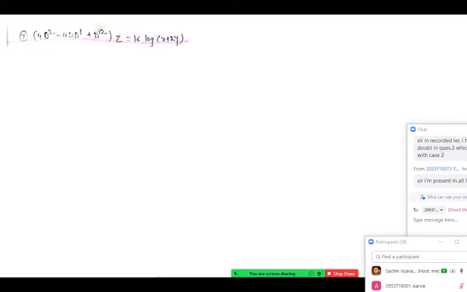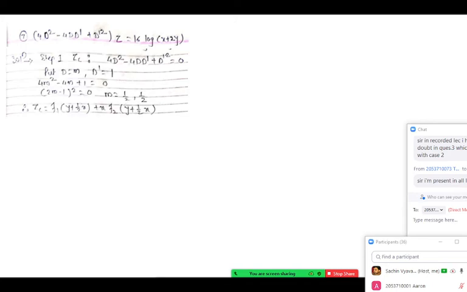How to get the roots? First of all, we should replace D by m and D' by 1. Then we get 1/2, 1/2. So 1/2 and 1/2. Yes, if they are correct, it is a half and half, correct. So you will observe the CF will be like this.